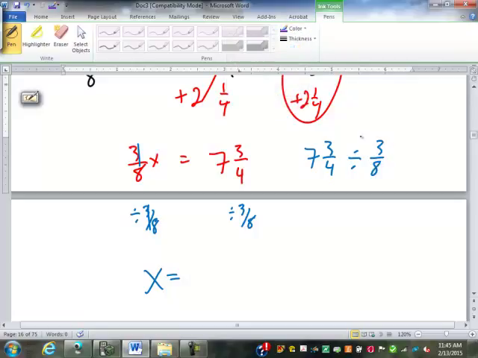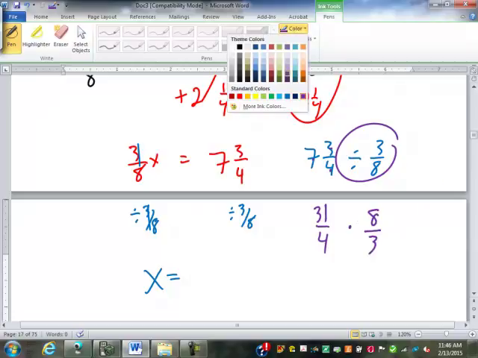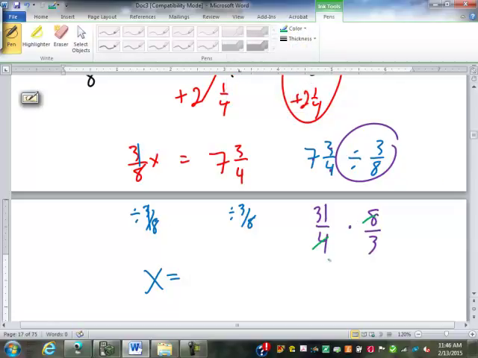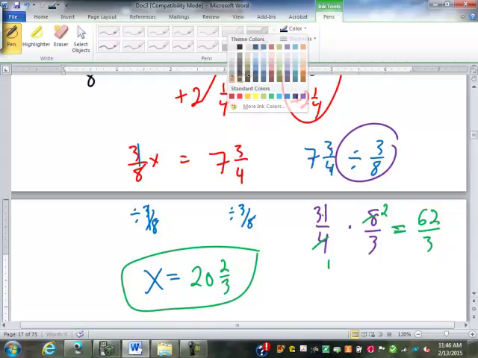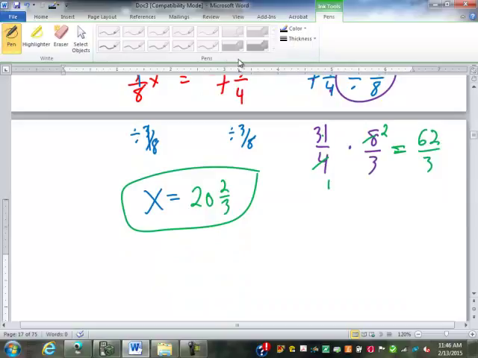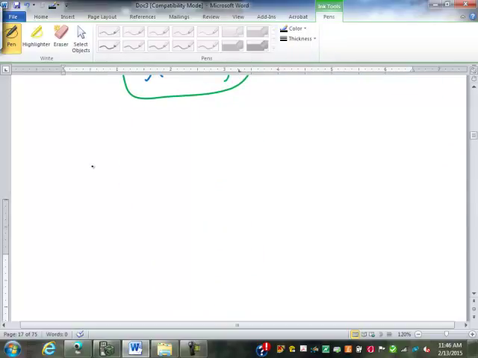Well, we have to do two things. First, the 7 3/4. 7 times 4 is 28, plus 3 is 31/4. Divided by 3/8 means times 8/3. We'll cross cancel the 4 and the 8 to give us 1 and 2. 31 times 2 is 62. 1 times 3 is 3, which is 20 and 2/3. We can mix in something like this.